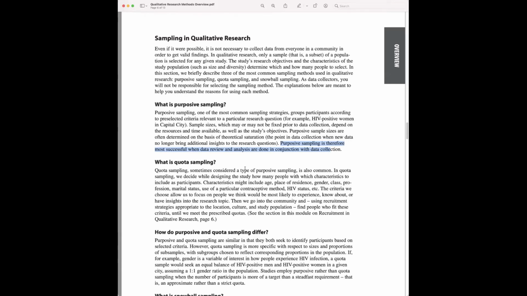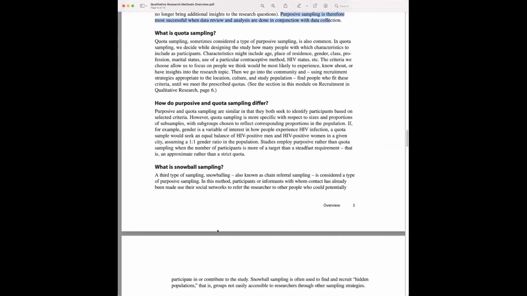The criteria we choose allow us to focus on the people we think will most likely know about the problem that we are trying to study. Then we go into the community using the recruitment strategies appropriate to the location, culture, and study population, and find those who fit the criteria until we meet the prescribed quotas. Do you understand it? We'll talk about recruitment later.